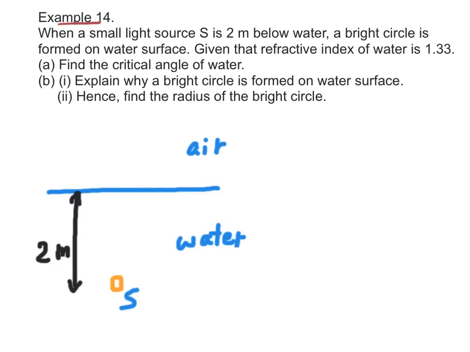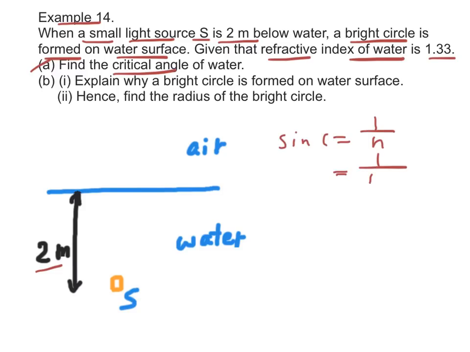Example 14. When a small light source S is 2 meters below water, a bright circle is formed on the water surface. Given that the refractive index of water is 1.33. Part A. Find the critical angle of water. By sin C equals 1 over n equals 1 over 1.33, we have C equals 48.8 degrees.